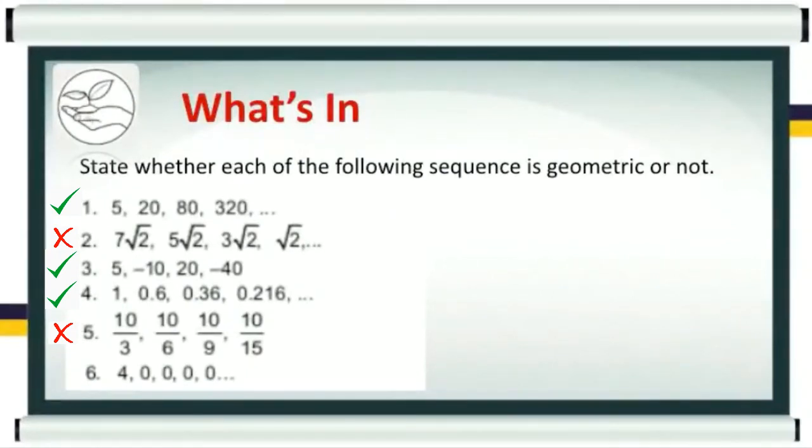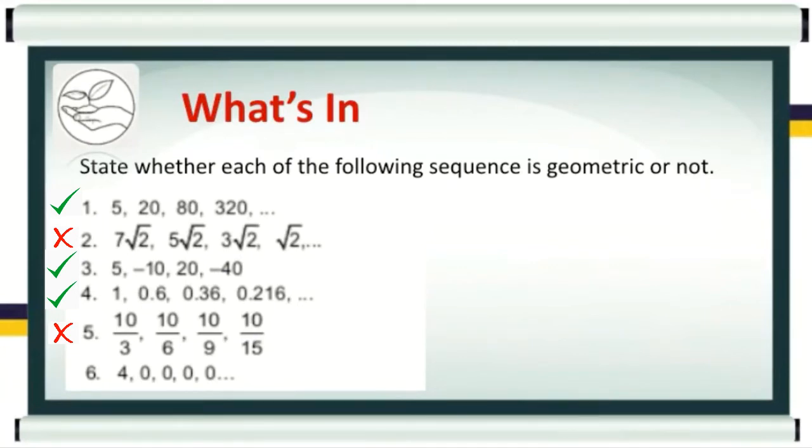How about number 6? Geometric, sir. The common ratio is 0, sir. Kisha, Trisha? Geometric, sir, because the common ratio is 0. Ay, that's not a geometric sequence, my dear.